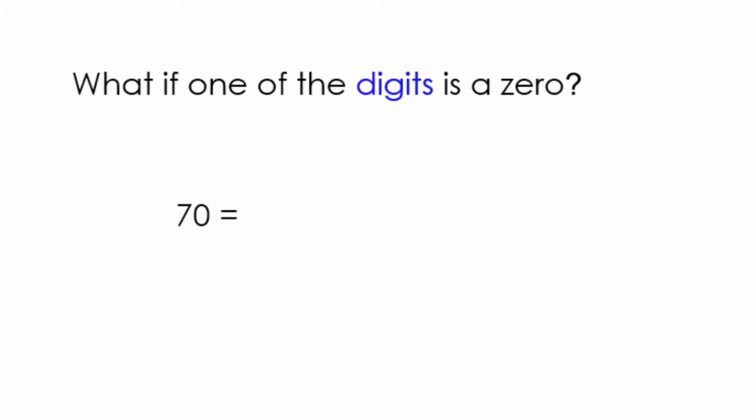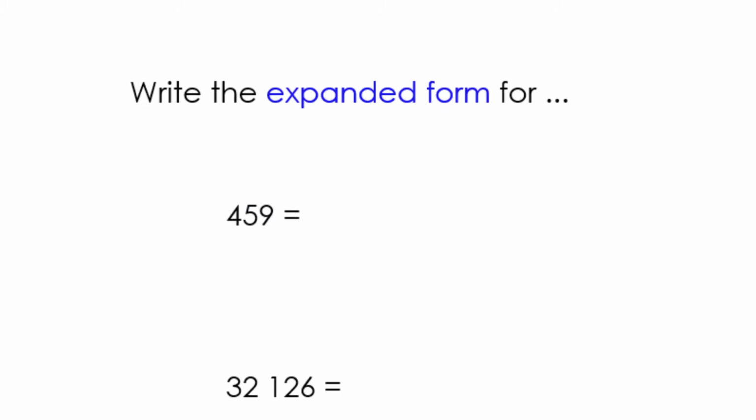What if one of the digits is 0? Well, if it's 0, it's 0. It doesn't exist. We talked about this in the previous video, that if there's 0 there, there's nothing. So write it in expanded form.